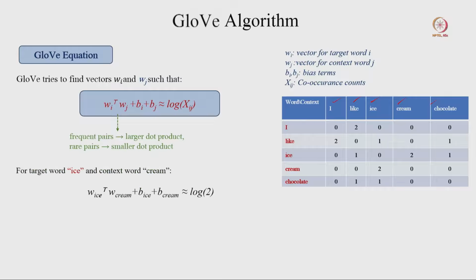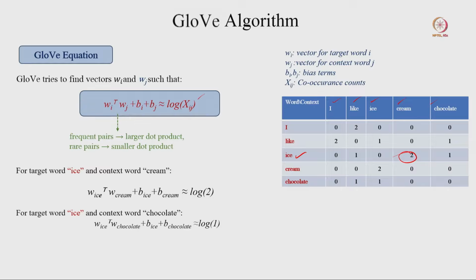So, for the target word "ice", where is my "ice" target word? Here. The context word "cream". So, this is my "cream". Okay. So, target word "ice", context word "cream", co-occurrence value Xij is equal to 2. So, W ice transpose W cream plus B ice plus B cream is approximately equal to log 2. Okay. That is log of Xij. That is log 2.